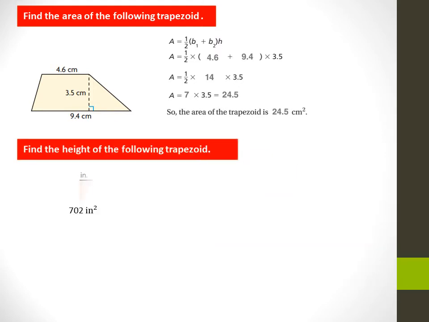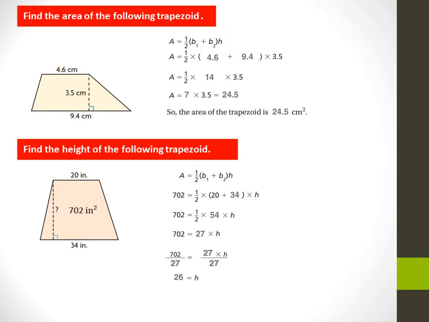Now find the height of the following trapezoid. In this case, we have the bases and the area. The area of this trapezoid is equal to 702 inches squared. So 702 inches squared is equal to half times 20 plus 34 times height.